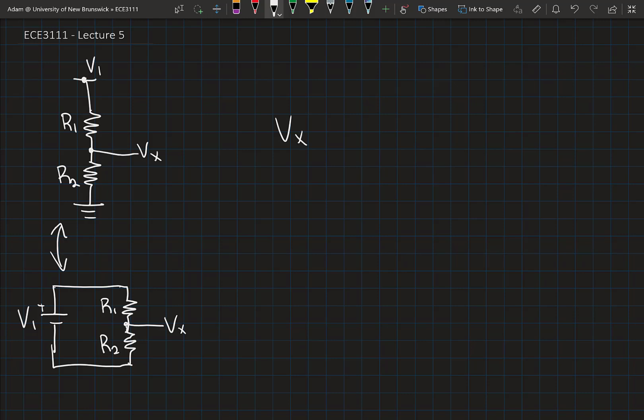Okay, but let's talk about using the voltage divider to calculate the voltage at Vx. We all know at this point that we can calculate the voltage at Vx by taking the voltage V1 multiplied by the resistor that voltage Vx appears across, R2, divided by the sum of the resistors that are in series in the voltage divider. Okay, so straightforward enough.